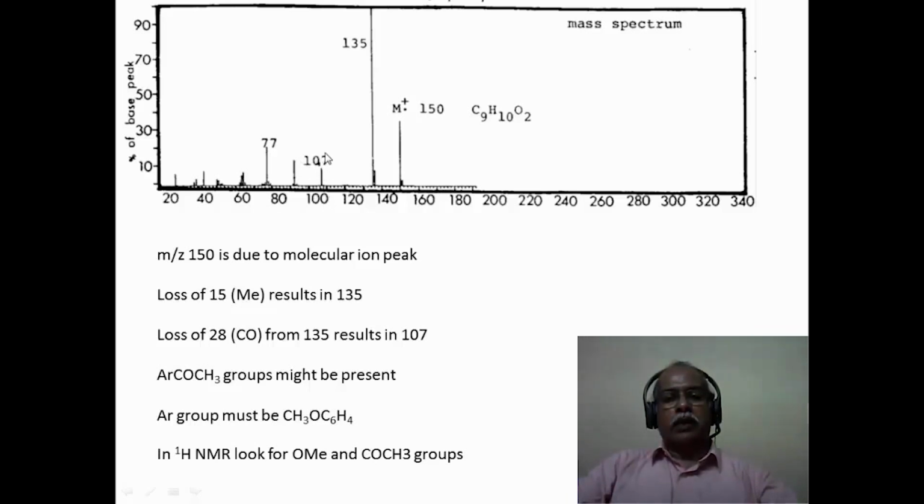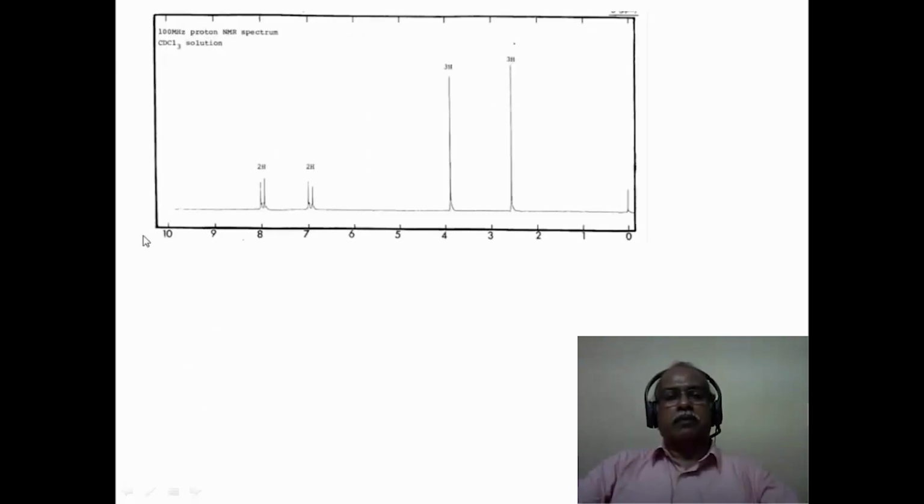107 corresponds to a methoxy substituted phenyl derivative, and this is essentially 76 plus 15 plus 16, which corresponds to 107, for example. So one has to look for a methoxy group and an acetyl group in this NMR spectrum. The NMR spectrum is fairly simple.